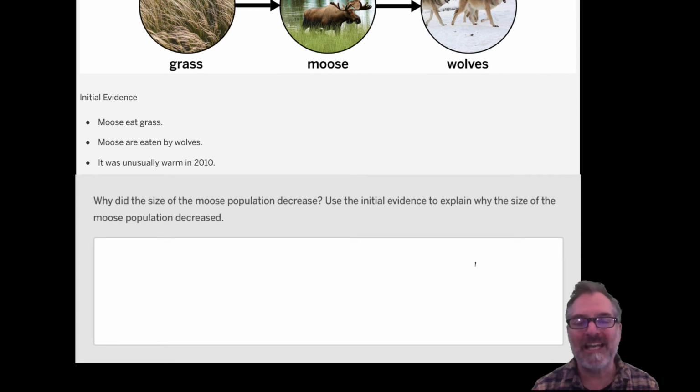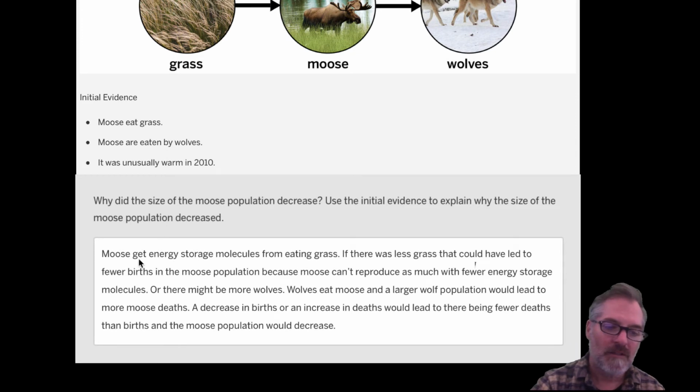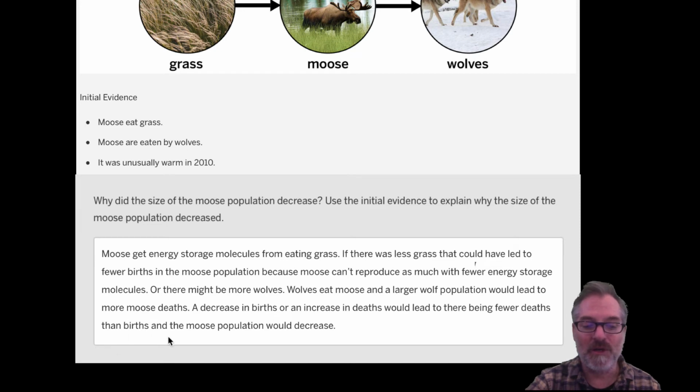All right, so let's go ahead and take a look at my thinking and compare it with your thinking. Moose get energy storage molecules from eating grass. If there was less grass, that could have led to fewer births in the moose population because moose can't reproduce as much with fewer energy storage molecules. Or there might be more wolves. Wolves eat moose, and a larger wolf population would lead to more moose deaths. A decrease in births or an increase in deaths would lead to there being fewer births than deaths, and the moose population would decrease.